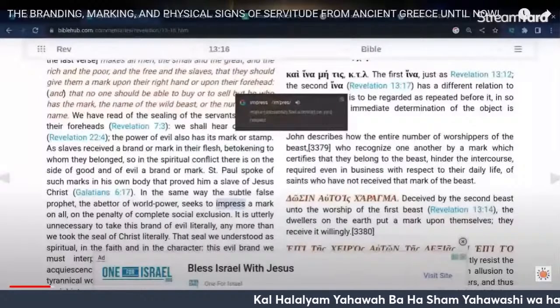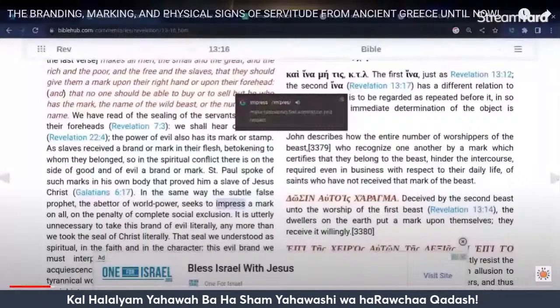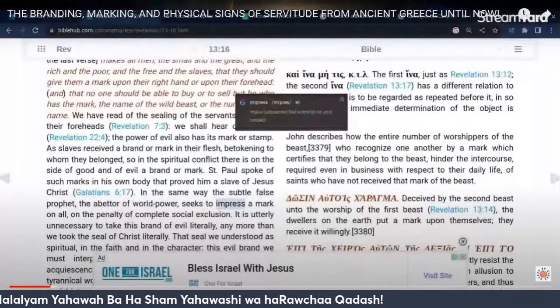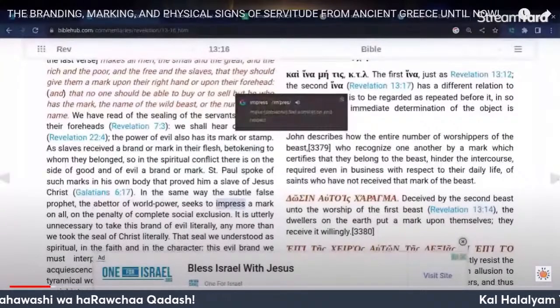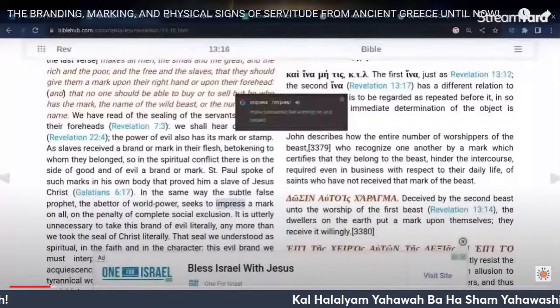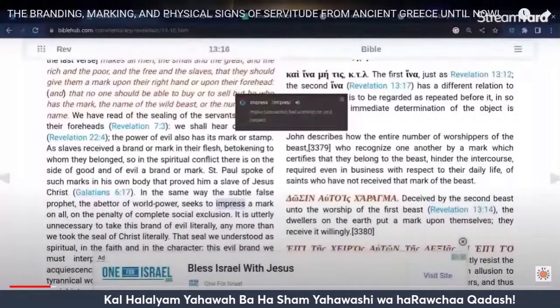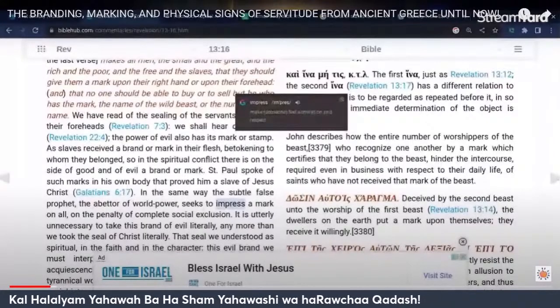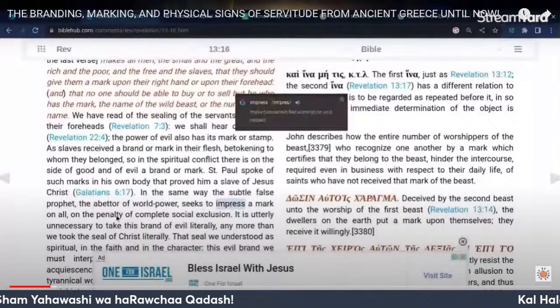Make a mark or design on an object using a stamp or seal to imprint, an act of making an impression or mark. So you're impressed. All right. They'll be impressed or marked. All right. Or branded. It says seeks to impress a mark on all on the penalty of complete social exclusion.